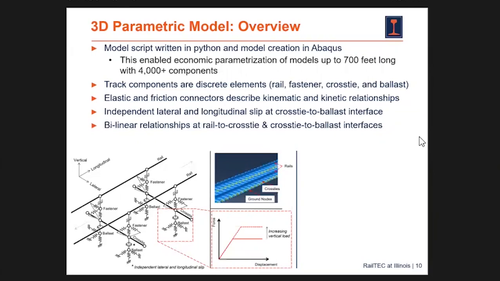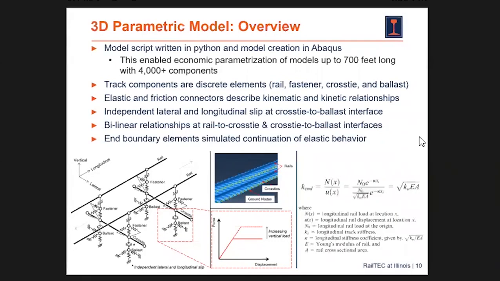And so we also need to understand that this slip will change depending on if there's the presence of a train. As vertical load is present, the load that causes slip will actually increase. And so we can take that into account with this 3D parametric model. And then because 700 feet is not infinite track, we tried to make it seem infinite by putting on springs at the end of our section.